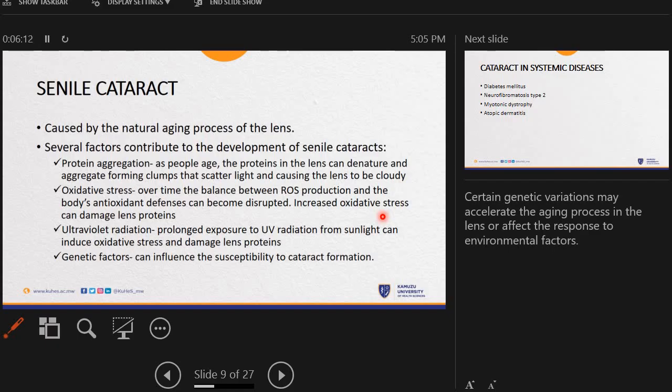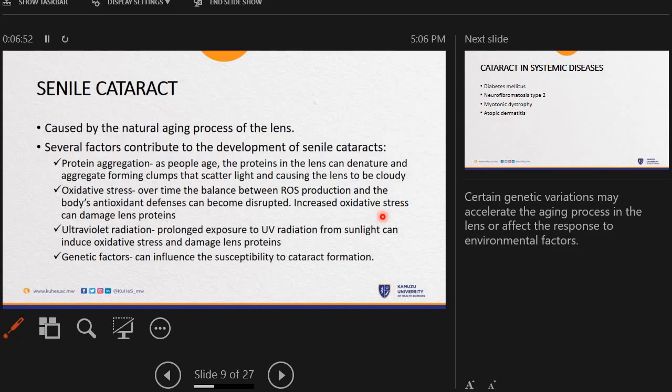There are several factors that contribute to the development of senile cataracts. The first is protein aggregation. As people age, the proteins in the lens can denature and aggregate, forming clumps that scatter light and causing the lens to be cloudy. The second one is oxidative stress. Over time, the balance between the reactive oxygen species production and the body's antioxidant defense can become disrupted. So this increased oxidative stress can damage the lens proteins.